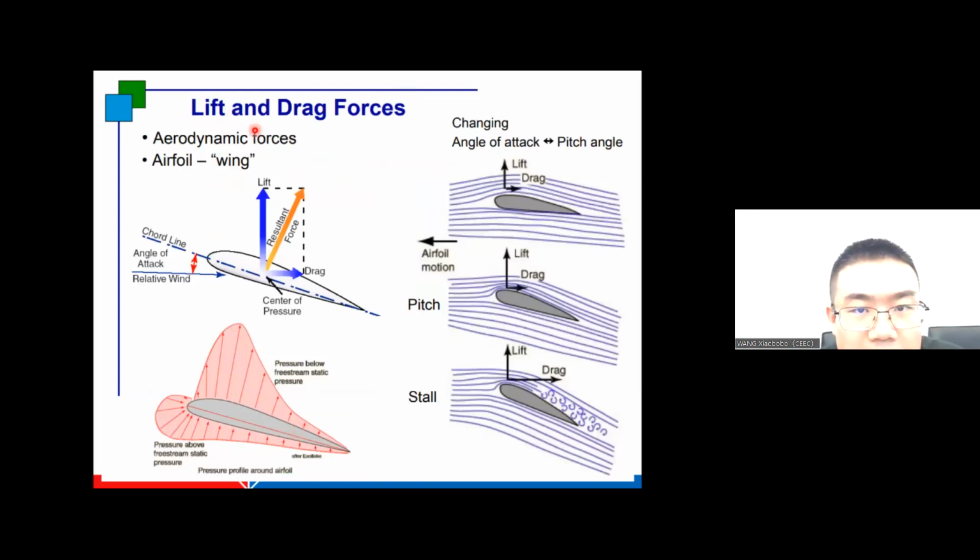Let's see the lift and the drag forces. We can see the angle of attack and the pitch angle. This is very important in the turbine design. A lot of calculation has been done to give the best ratio between these two diameters, as you can see.